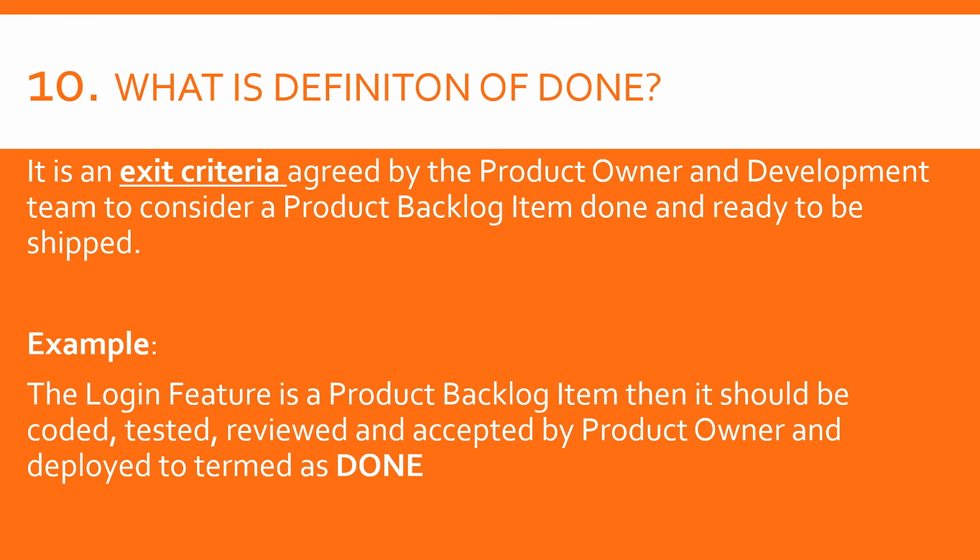It can be only termed as done if it is coded, tested, reviewed, and accepted by the product owner. So this is one of the terminology for an item to be termed as completed. So let's say if one of the items is only coded and tested, you cannot term it as done. All these factors which have been pre-agreed should be completed in order for an item to be termed as done.